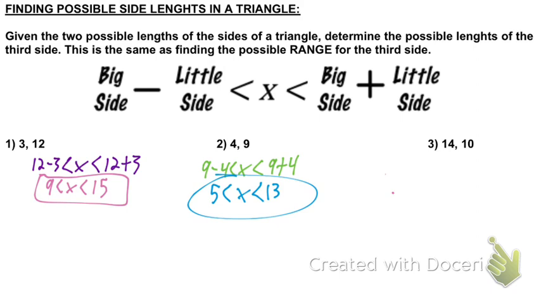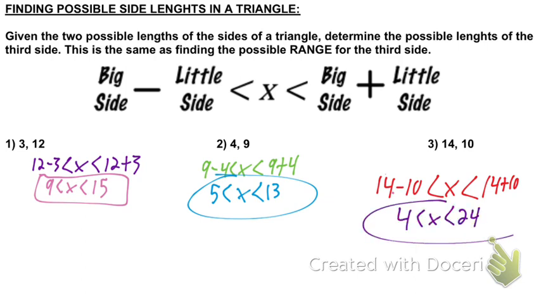Okay, Seth, what does x have to fit between on number 3? 14 minus 10 and 14 plus 10. Okay, and that would end up being 4 and 24.